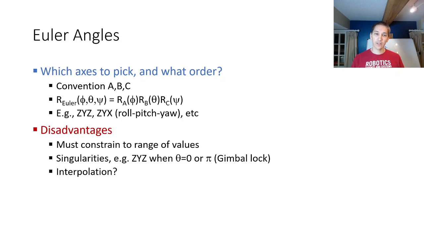There are also singularities that happen, which are also known as gimbal lock. So if you had, for example, a ZYZ rotation, let's say that this is my Z-axis, here's my X-axis, and here's my Y-axis. I could represent any rotation by a rotation about Z, a rotation about Y, and then another rotation about Z. But if my rotation about Y is 0, then my second Z-axis is actually aligned to my first Z-axis, and then I have what's known as gimbal lock.